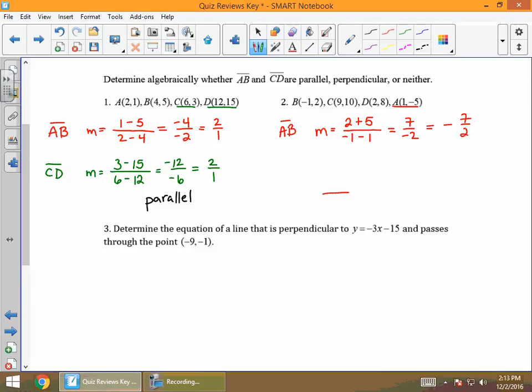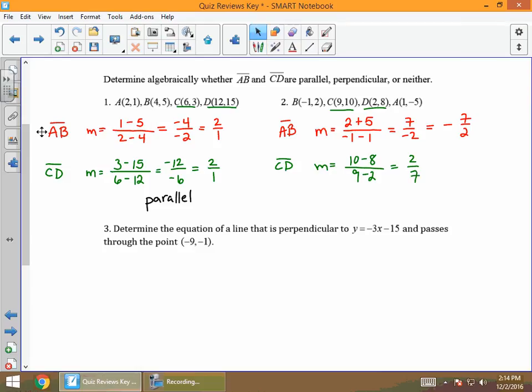And I'm going to get rid of A and B now. So CD, slope. Okay, well here's point C and here's point D. So my y's are on top, so 10 and 8. So 10 minus 8. And on the bottom, 9 minus 2. My x value. So 10 minus 8 is 2. 9 minus 2 is 7. The slope of that one is 2 over 7.